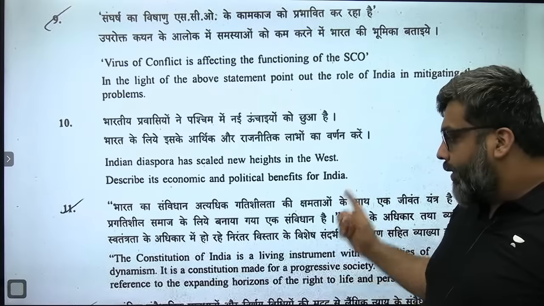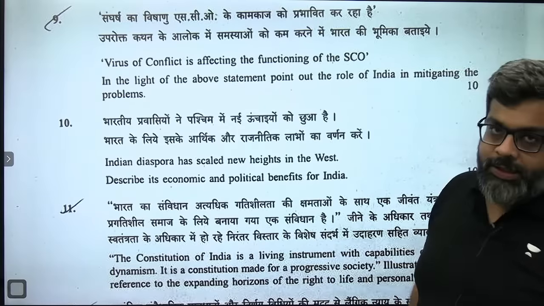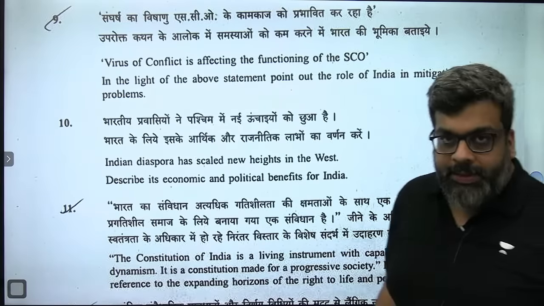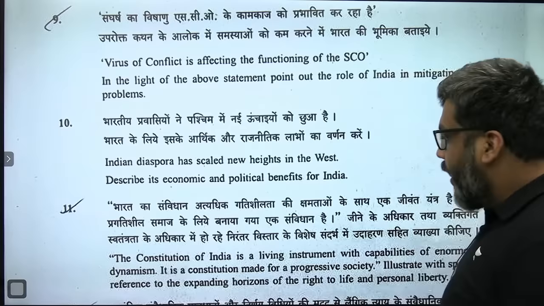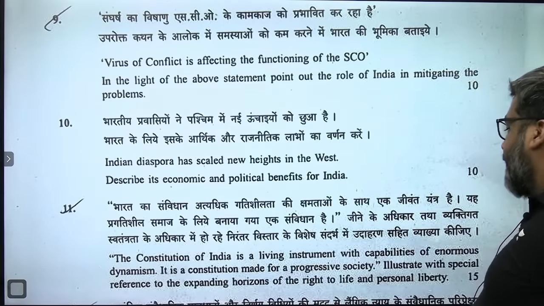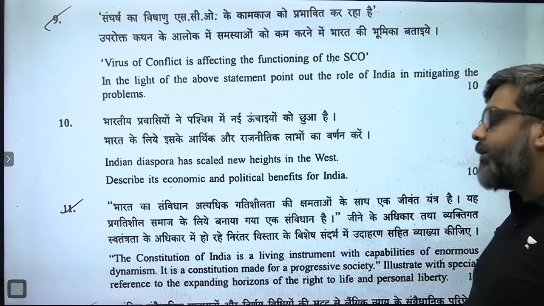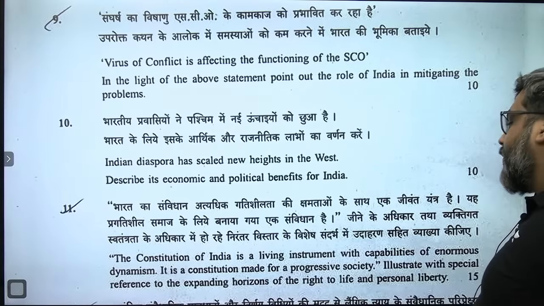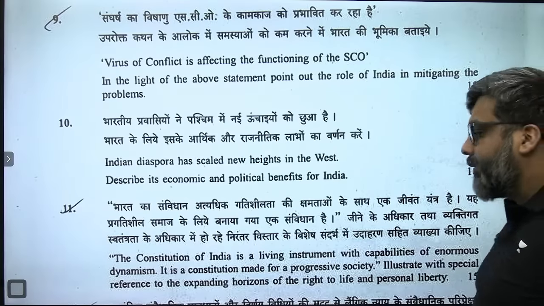Then comes the 11th question, which I think is a fantastic question. The question is, the Constitution of India is a living instrument with capabilities of enormous dynamism. It is a constitution made for a progressive society.